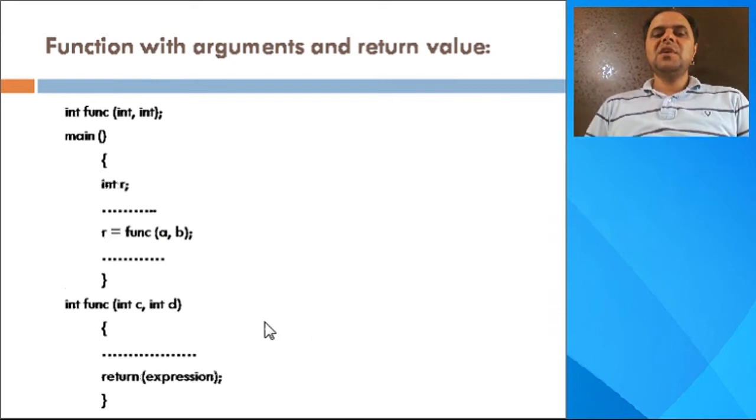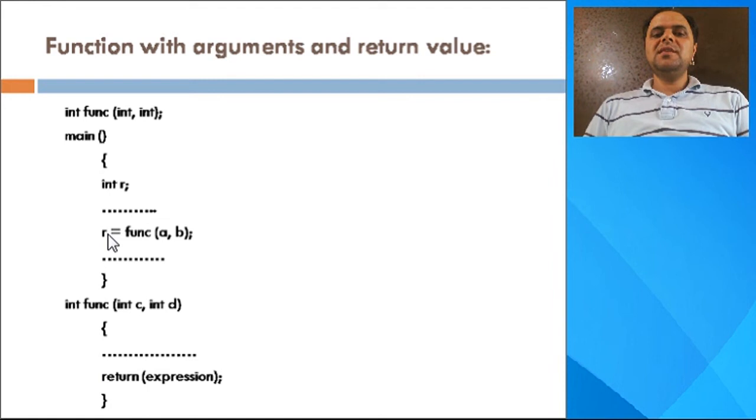And the fourth one is function with arguments and return value. It means it has arguments and it will return a value. This is the declaration of the function. It has two integer type arguments, and the return value is also int. Here the function is called, and it will pass the values of a and b to the function definition here. It will return a value, and the return value will be stored in r.